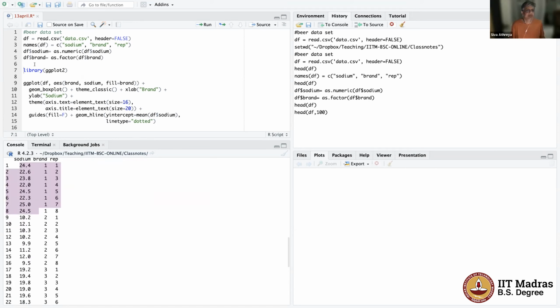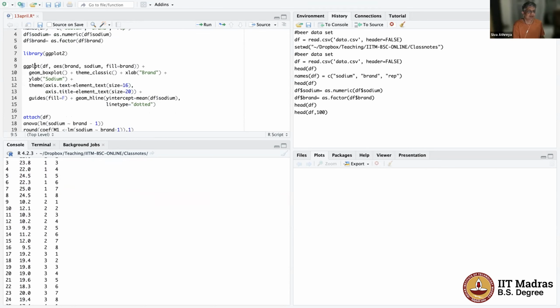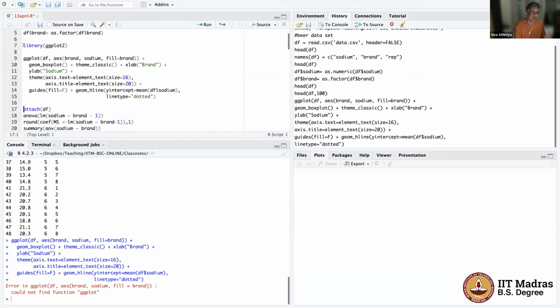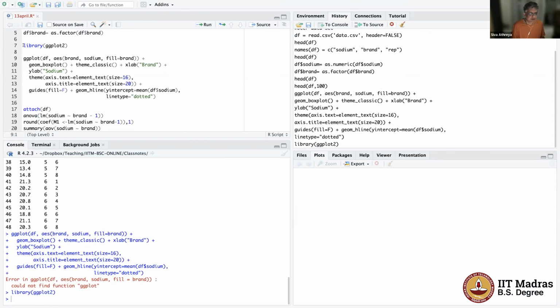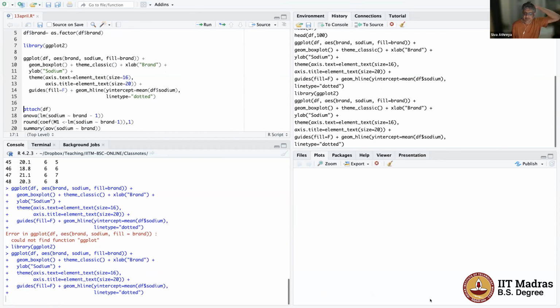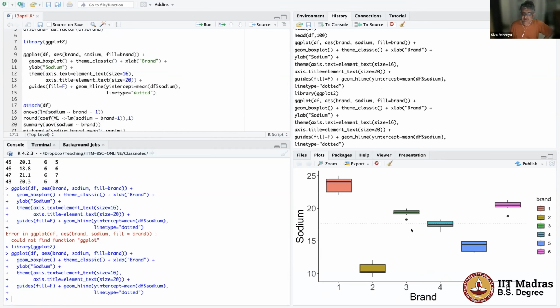So I just did a box plot. I did not use the weirdest colors, but you can fill in brands. So maybe you can just do this. Let's just do this. Then I introduce the ggplot. We do that, and then we do this. So this gives you a plot on the side of the various brands and how the sodium means. So clearly I just did a box plot.